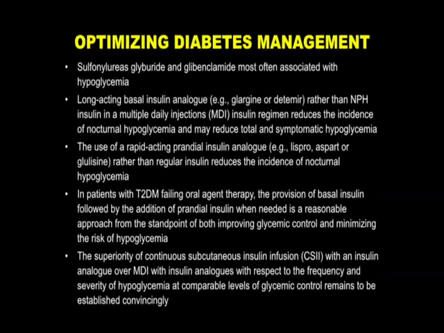Optimizing diabetes management. Sulfonylureas obviously are the most associated with hypoglycemia because their mechanism of action is to increase your insulin. Long-acting basal analogs compared to your intermediate-acting seem to reduce total and symptomatic hypoglycemia. The use of rapid-acting as opposed to regular also reduces hypoglycemia.